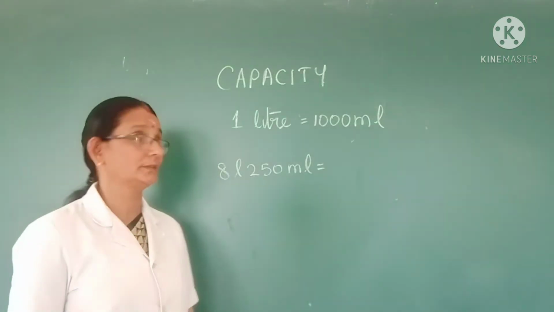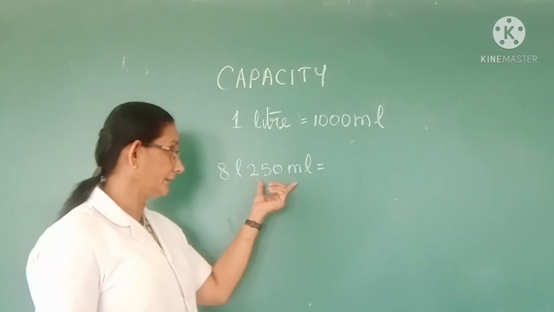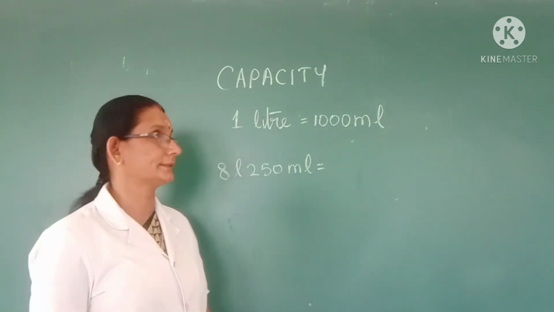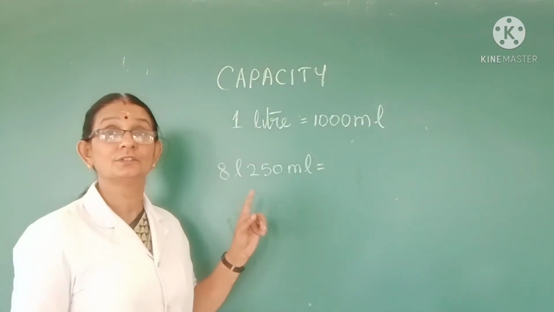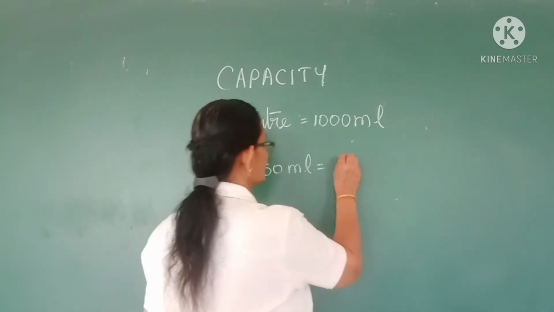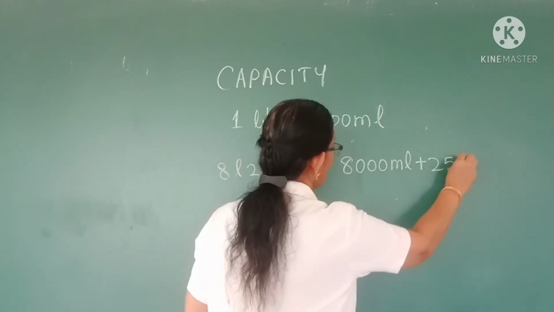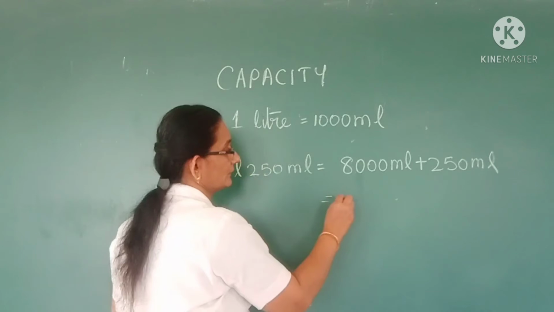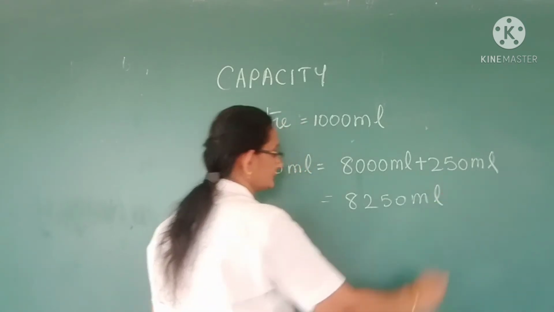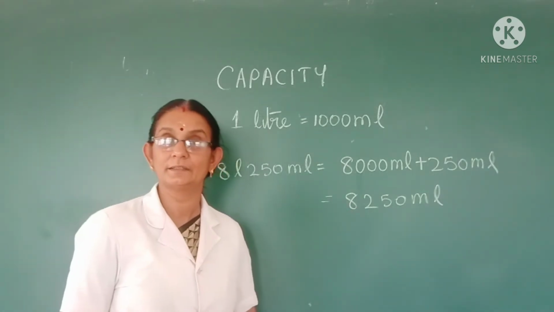Now children, let us convert 8 liter 250 milliliter into milliliters. Already we have 250 milliliters. So we need to convert 8 liters into milliliters. 8 liters is equal to 8 into 1000, which is equal to 8000 milliliters. So 8 liters and 250 milliliters is equal to 8000 milliliters plus 250 milliliters, and that is equal to 8250 milliliters. Okay, children?